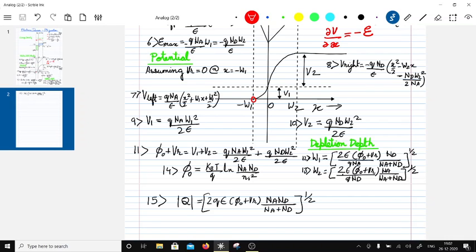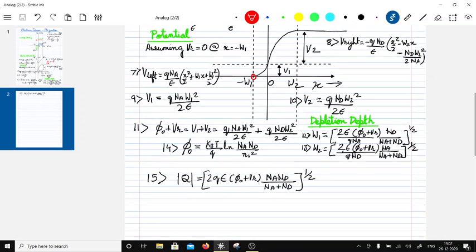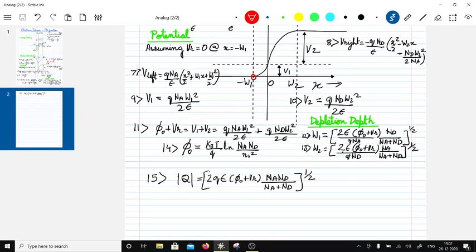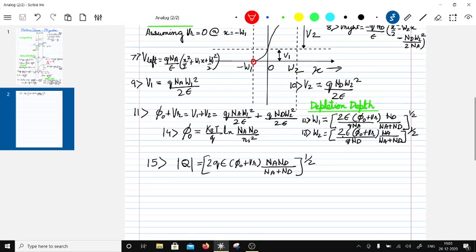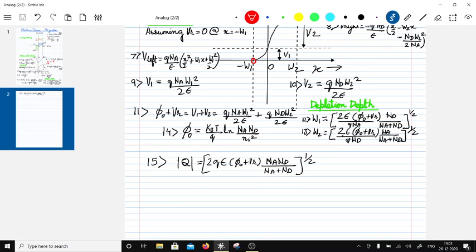That will be equal to qNaW1 squared by twice epsilon plus qNdW2 squared by twice epsilon. Now this built-in potential can also be related to temperature and the dopant densities by Vt natural log of NaNd over ni squared. Now the depletion depth is W1 on the left side and W2 on the right side. They are given by expression 12 and 13.